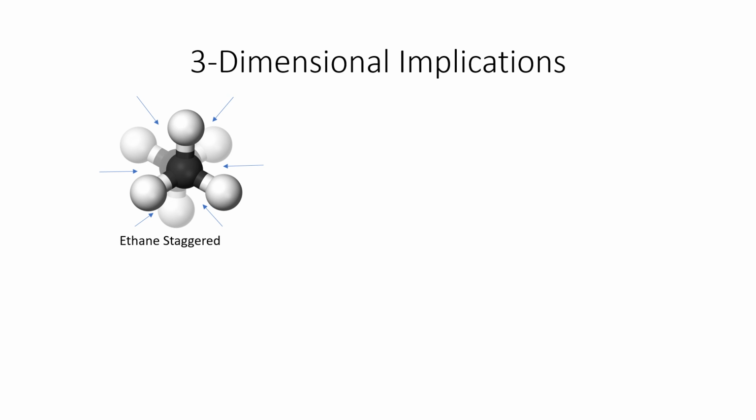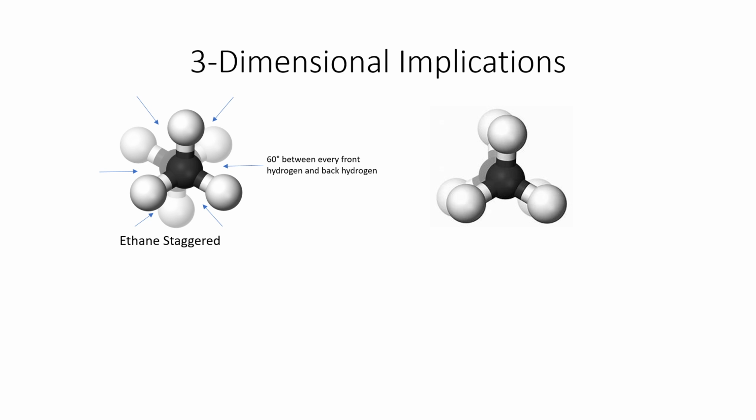In between every front hydrogen and back hydrogen, there is a 60 degrees. This can be found by taking 360 and dividing it by 6. If we were to grab one of these bonds, or front carbons, and rotate it 60 degrees, we would get this conformation. This is known as the ethane eclipsed conformation, and it is the least stable because there is 0 degrees between every front hydrogen and back hydrogen.